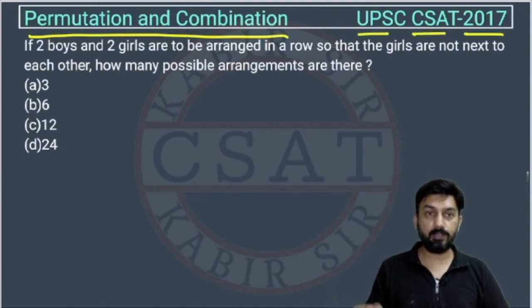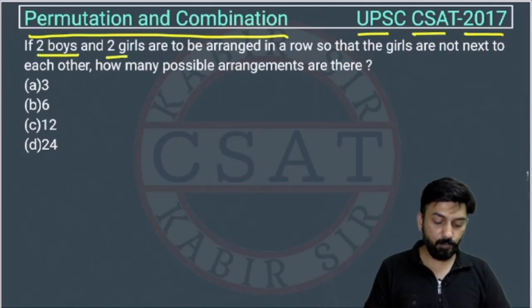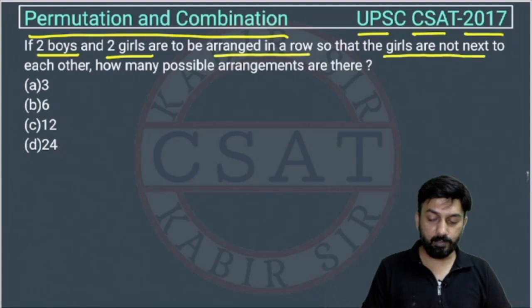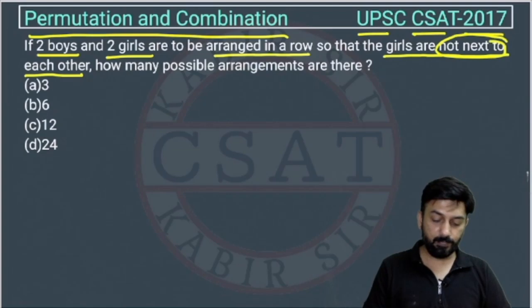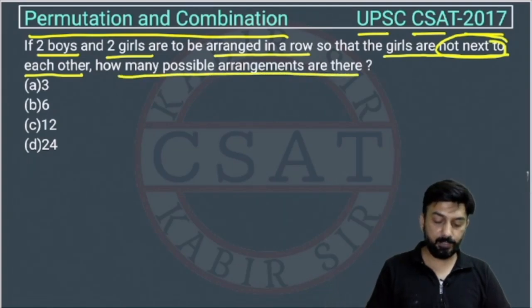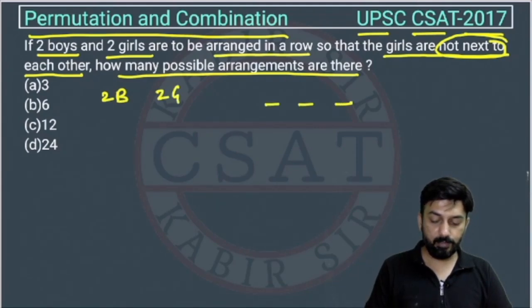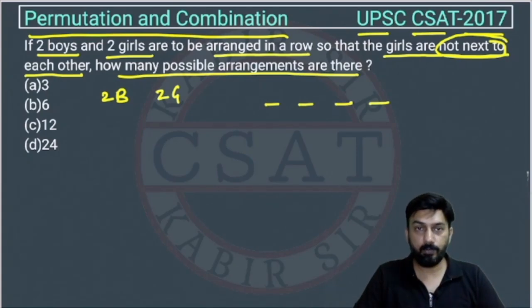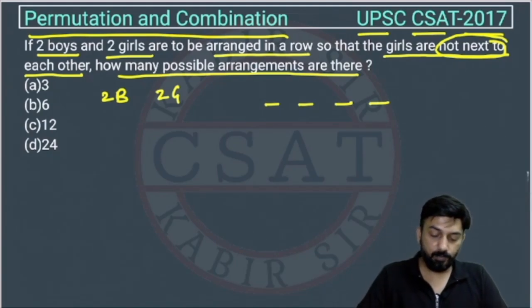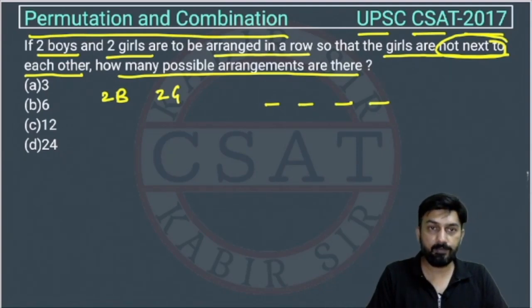So this is a problem from the Permutation and Combination chapter asked by UPSC in their CSAT paper of 2017. If 2 boys and 2 girls are to be arranged in a row so that the girls are not next to each other, how many possible arrangements are there, right? So we are having 2 boys and 2 girls. First, second, third, fourth. So we have to arrange them in a row such that the 2 girls are not next to each other, right?